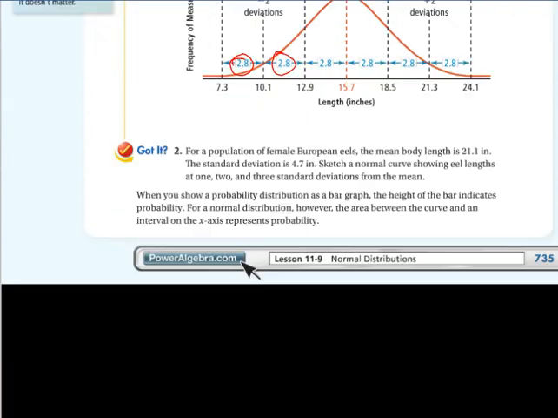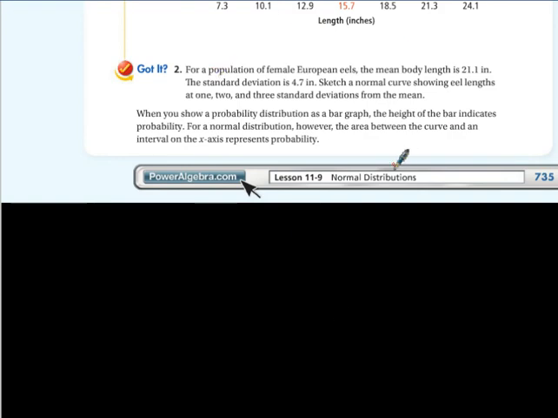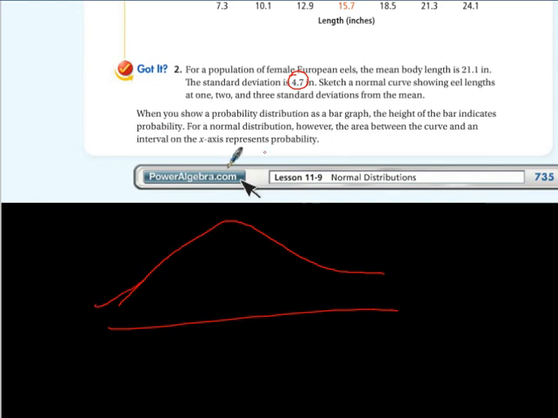I'm not a very good artist, but even I can sketch these. For a population of female European eels, the mean body length is 21.1 and the standard deviation is 4.7. I'm not going to draw this one here because my drawing would be god awful, but you're going to draw some kind of bell curve. See, that's awful. So that you can practice with what the standard deviation is and +1, +2, +3, -1, -2, -3 standard deviations away from the mean. All right, go ahead and do that. We'll go over that in class together when we look at the notes. Go ahead and do that now.